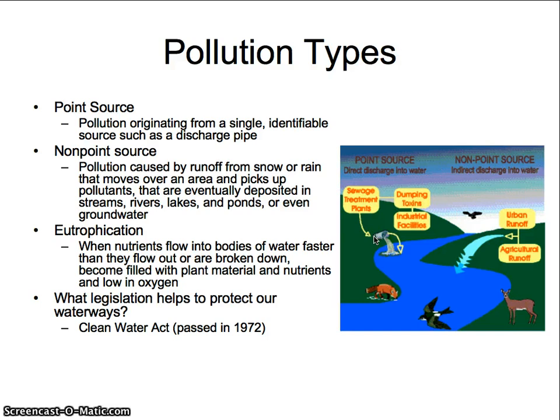A third type of pollution has to do with eutrophication. Eutrophication is when nutrients, such as fertilizer, flow into a body of water faster than they flow out or are broken down. The water becomes filled with plant material, because remember, plants love fertilizer. So the plants grow because of the fertilizer. What happens then is the plants start to die, which happens every season.